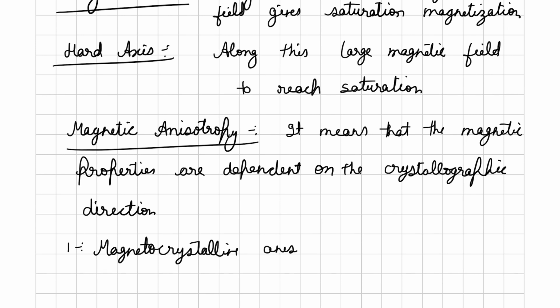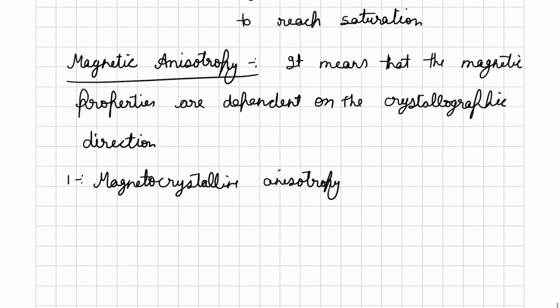Magnetocrystalline anisotropy. So what happens in magnetocrystalline anisotropy? It means that if I give you a crystal, the magnetic properties will change depending upon the crystallographic direction, meaning if you are along the 100 or 111 or 110 direction, the hysteresis loop is going to be different. The amount of coercive field you require is going to be different. So this is called the magnetocrystalline anisotropy.